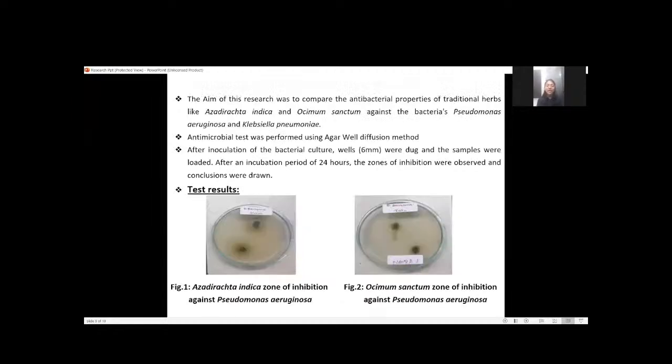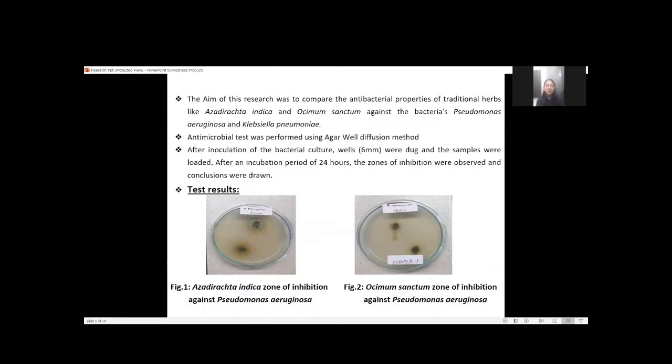Now let us see the aim, methods used, and the results of this research. The aim was to compare the antibacterial properties of traditional herbs like Azadirachta indica and Ocimum sanctum against the bacteria Pseudomonas aeruginosa and Klebsiella pneumoniae. Antimicrobial test was performed using the agar-well diffusion method. After inoculation of the bacterial culture, wells were dug and the samples were loaded. After an incubation period of 24 hours, the zones of inhibition were observed and conclusions were drawn.